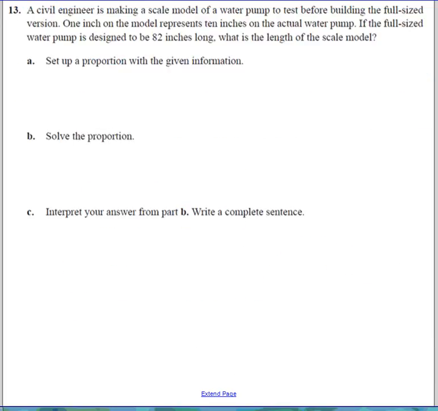Our next problem switches career fields, and we're looking at a civil engineer who is making a scale model of a water pump to test before building the full-size version. 1 inch on the model represents 10 inches in the actual water pump. And so again, I can tell that they're giving me a ratio. And so I have 1 inch is being compared to 10 inches.